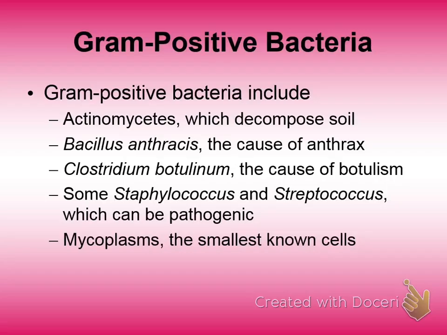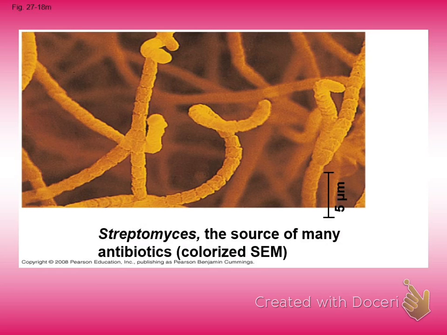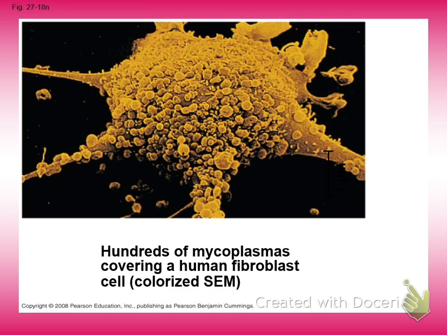Staphylococcus and Streptococcus can be pathogenic. Staphylococcus aureus, we find that on our skin. That can also kind of go into this flesh-eating bacterium that we have. And mycoplasma is the smallest type of cells. This is streptomycin. This is mycoplasmas.